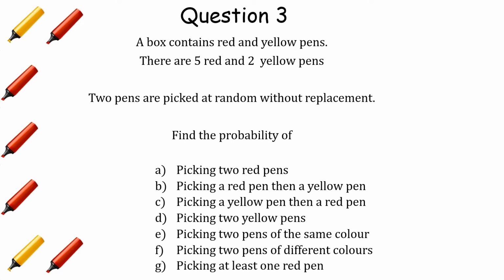Question 3. A box contains red and yellow pens. There are 5 red and 2 yellow pens. 2 pens are picked at random without replacement. Find the probability of A, picking 2 red pens, B, picking a red pen and then a yellow pen, C, picking a yellow pen and then a red pen, D, picking 2 yellow pens, E, picking 2 pens of the same colour, F, picking 2 pens of different colours, or G, picking at least 1 red pen.